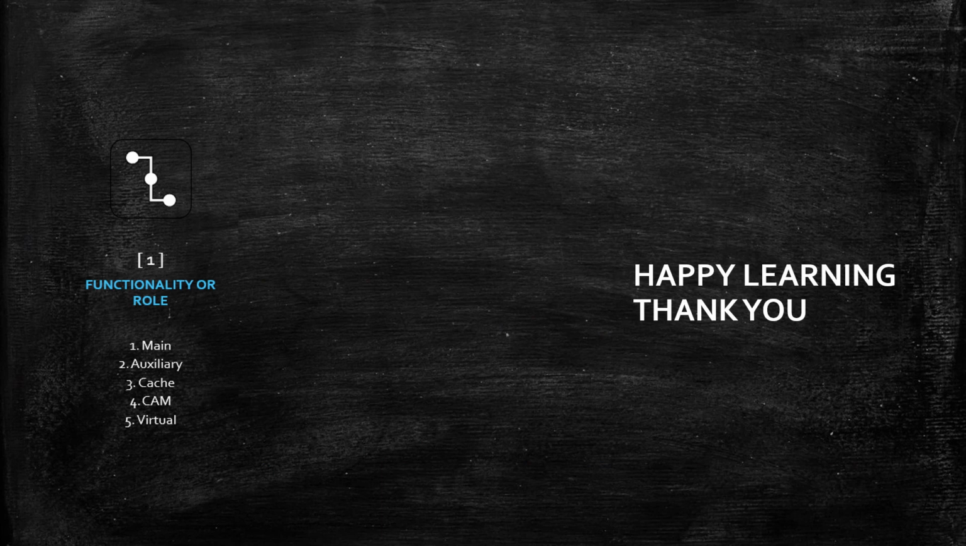Okay, so that was all about the classified memory based on functionality. We discussed the use and functions of all these different memories: main memory, auxiliary memory, cache, CAM, and virtual memory.